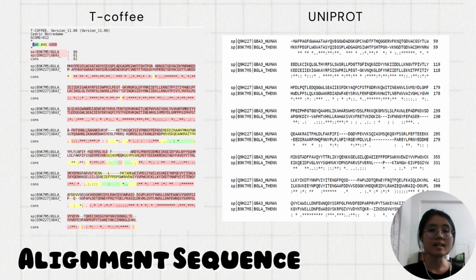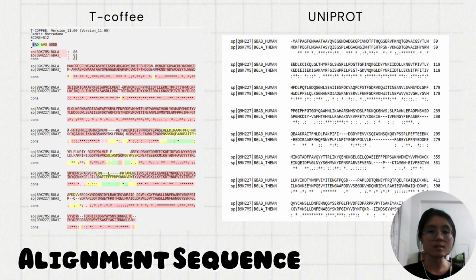Here are the sequence alignment results from T-Coffee and UniProt. In the T-Coffee result, the red region indicates good alignment, while the yellow and green regions are not well aligned between the sequences. The T-Coffee alignment score gives 812, which indicates a significant resemblance level between the two sequences.